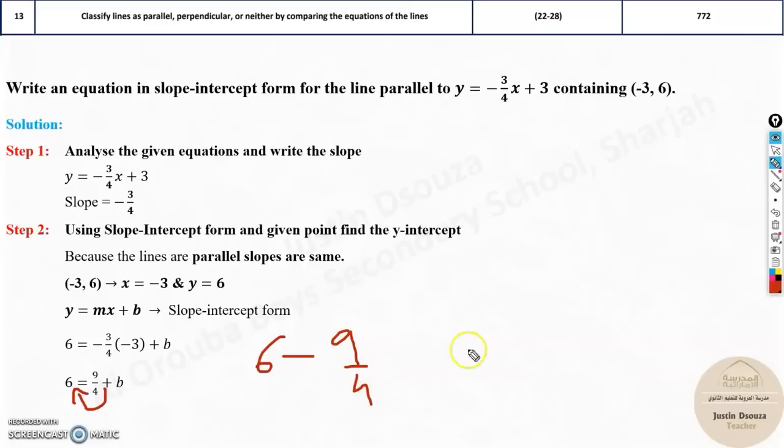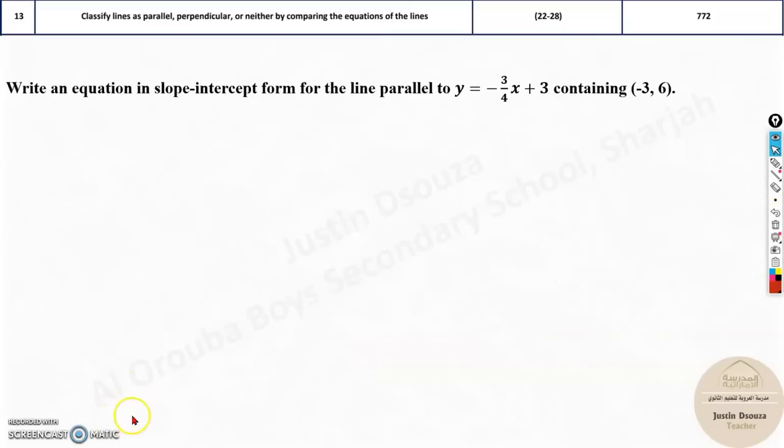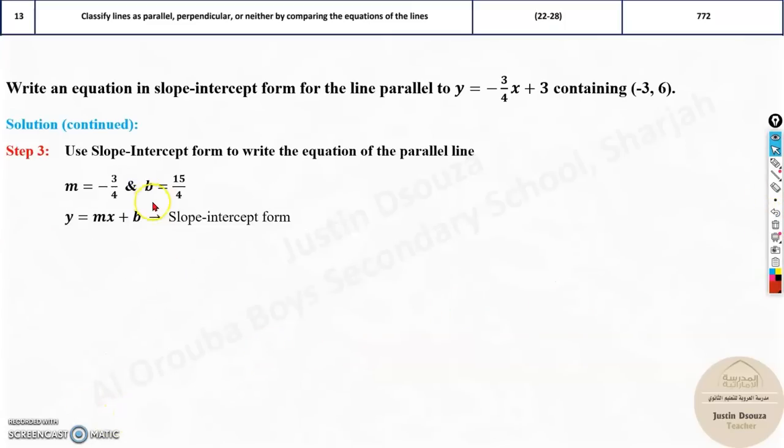So 9 by 4 is basically 2.25. So 6 minus 2.25 will be the answer. It's 15 by 4. That is about 3.75. So that is the answer for b. But it's not over. Now what you need to do is put it in the slope intercept form, the m and b values. Now this is the final answer.